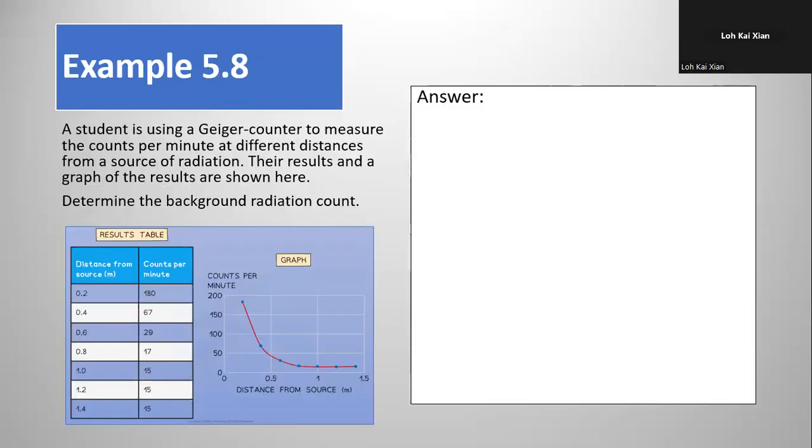Right? Let's look at this example, then we'll stop for a while. A student is using a Geiger counter to measure the count rate per minute at different distances from the source. The results and the graph are shown. Determine the background count. What is the background count?